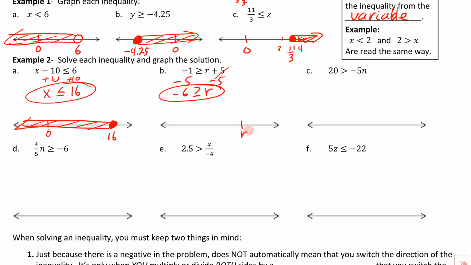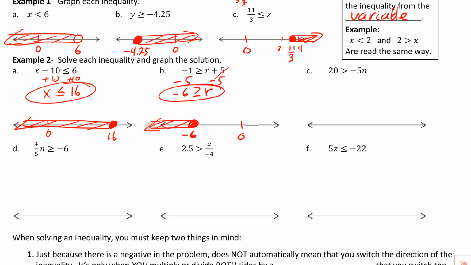I'm going to put a 0 right here. I'm going to put a negative 6 right here. And again, let's figure out whether or not we need to fill it in. It does have that equal to, so we're going to fill it in. And then it says r is, on the small side, so r is less than negative 6. So again, we're going to shade this direction right here.